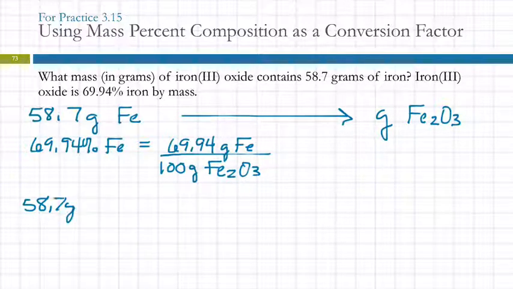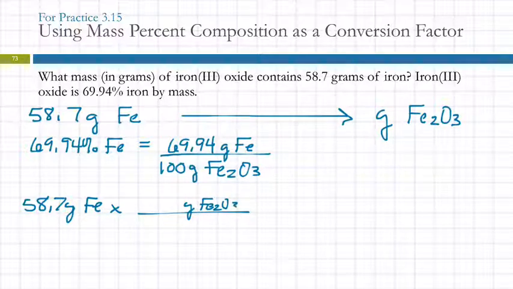58.7 grams of iron. I'm going to have grams of iron oxide on top because that's what I'm wanting to figure out. And I'm going to have grams of iron on the bottom. I put the units in first, and I use horizontal lines in my fractions so that I can clearly see what's in the numerator, what's in the denominator. So there's my units worked out. Now I look at this percentage that I wrote out. 100 is with the iron oxide, so that goes on top. And the 69.94 goes with grams of iron.